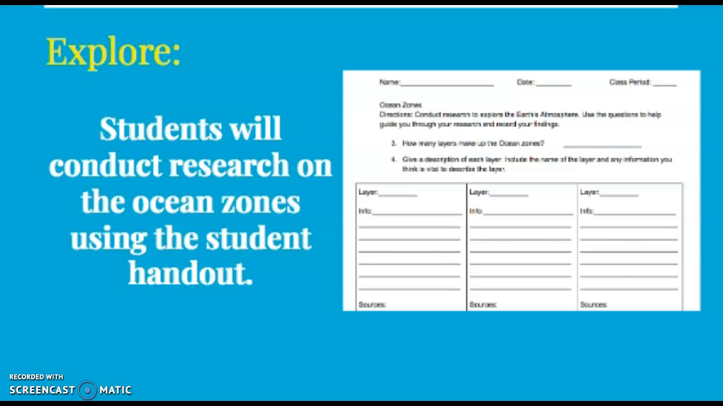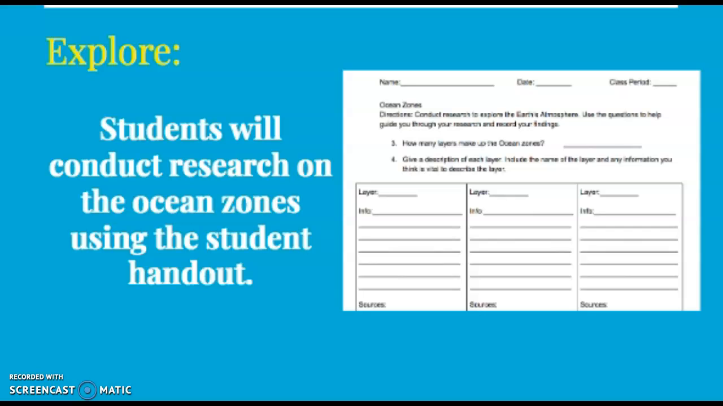So after we review the Earth's atmosphere, then they will do the same kind of research that we did for the Earth's atmosphere for the ocean zones. By the time we do the ocean zones, this will be more self-directed, since the atmosphere is how I would show them my expectation of what they are to be looking for and how they're supposed to be working on that in groups.